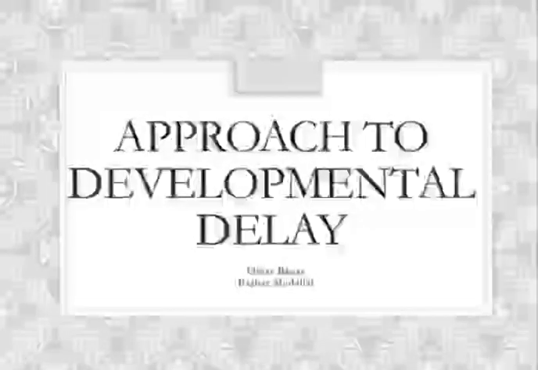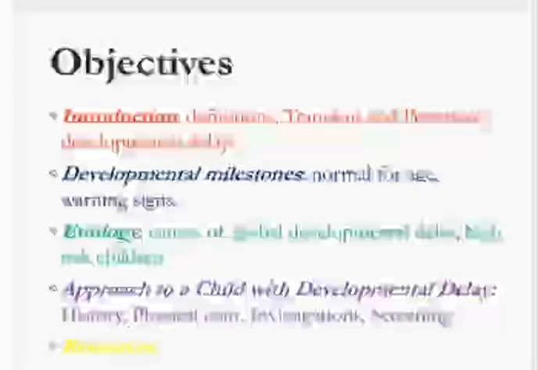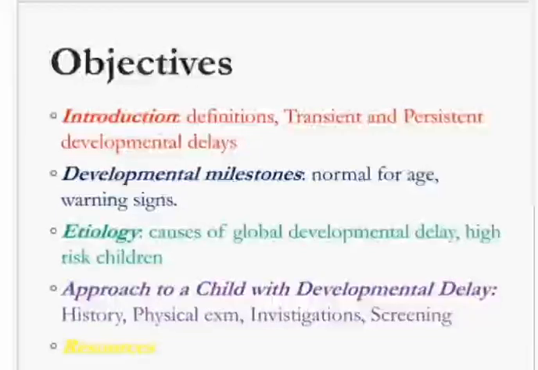Today our topic is approach to the developmental delay. Here we're going to see about the definition, transient and persistent developmental delays, and what are all the age affecting factors that cause the developmental delay, and the signs and symptoms, etiology, and how we should approach a child with the developmental delay, like history, physical examination, investigation and screening.